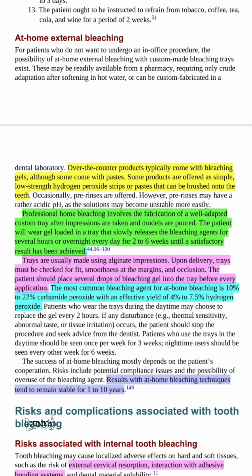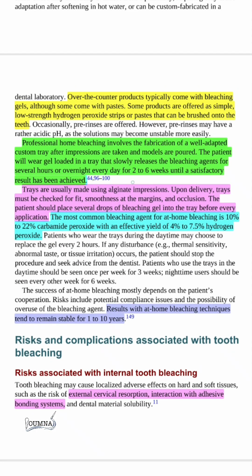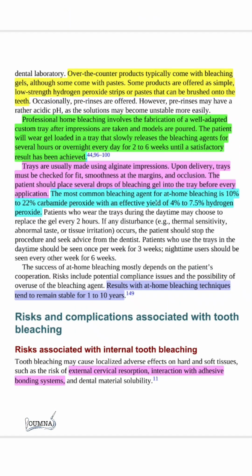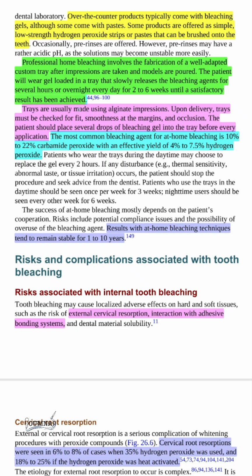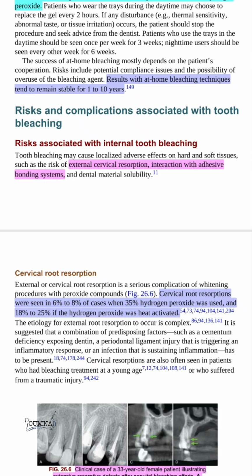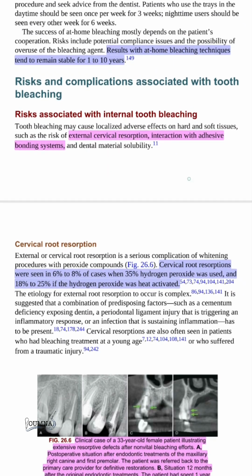As we said, the at-home bleaching requires a tray where carbamide peroxide is applied in a gel form with a small amount, and it is worn whether at night or in the day for several hours, and it is repeated until we get the results that we want. Home bleaching can remain stable for 1 to 10 years of application.